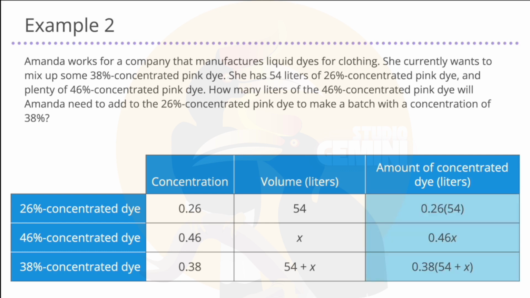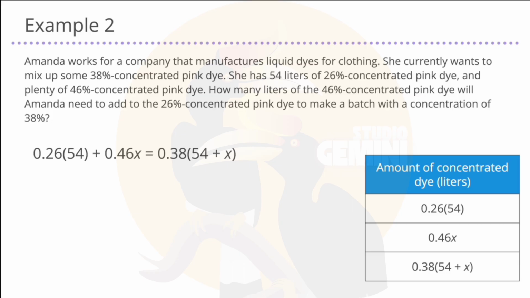Now we can use the information in the third column of our table to write an equation. We know the amount of dye from the 26% concentrated part plus the amount of dye from the 46% concentrated part is equal to the amount of dye in the resulting 38% concentration. So the sum of our first two rows is equal to the last row. That gives us the equation 0.26 times 54 plus 0.46 times x equals 0.38 times 54 plus x.